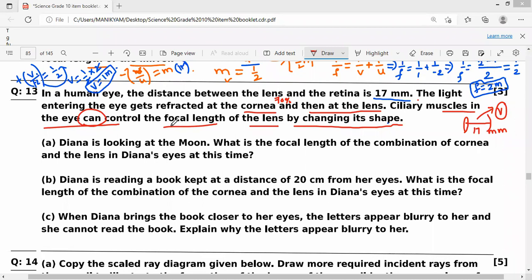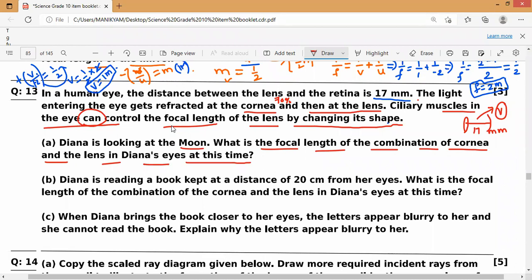Now tell me, they're saying that Diana is looking at the moon. What is the focal length of the combination of cornea and the lens in Diana's eye at this time? Anybody? All of you? What is the focal length? Diana is looking at the moon. What is the focal length of the combination of cornea and the lens in Diana's eyes at this time? Anyone?